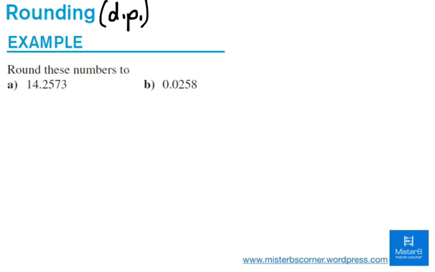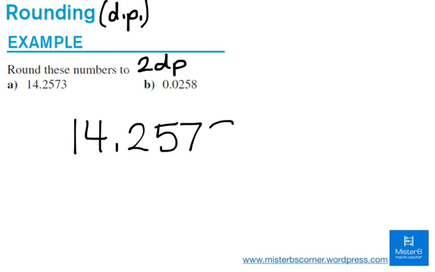So let's say round these numbers to 2 decimal places. D and P are the initials for decimal places. So if you see a question like that, round these numbers to 2dp, this means 2 decimal places. Now, let's look at this number, 14.2573. It has the first decimal place and second decimal place to be 2 and 5, and you cut it from here. This means you don't want the rest of the number.